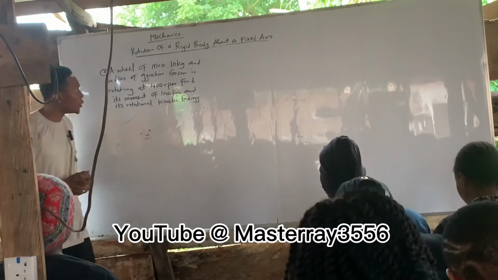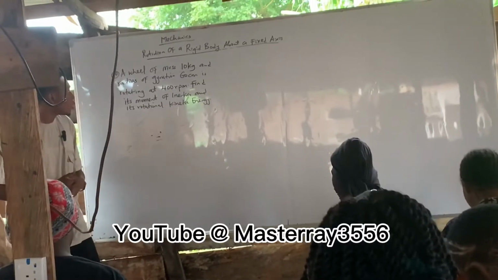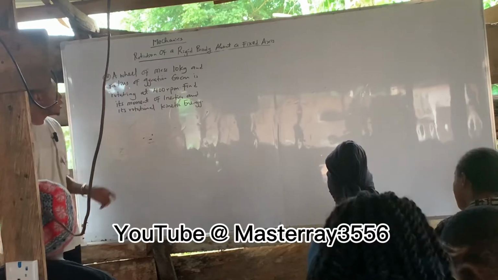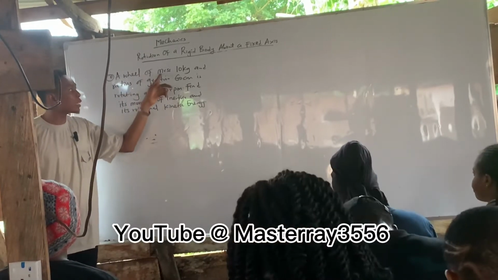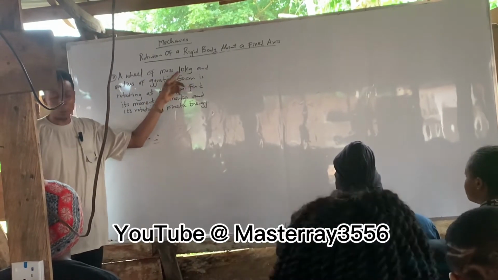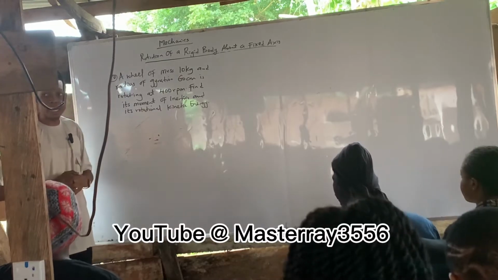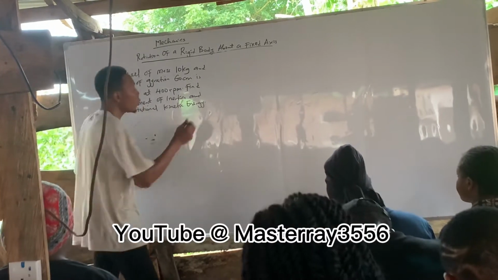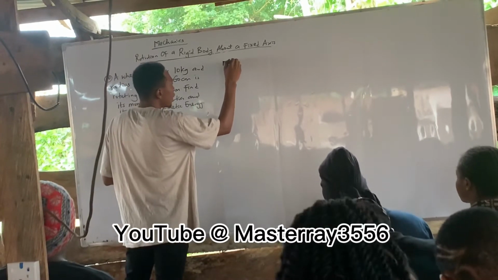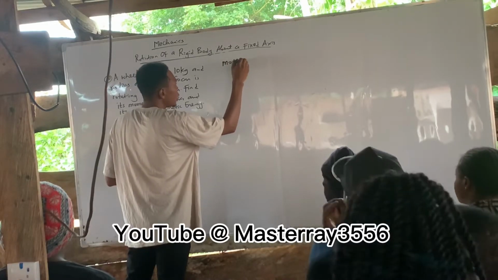Under rotation of a rigid body. We are told that a wheel of mass 10 kg. So from there we're given our mass. Our mass is 10 kg.